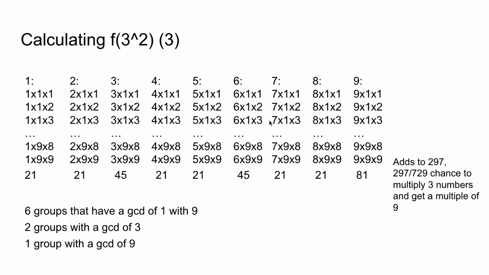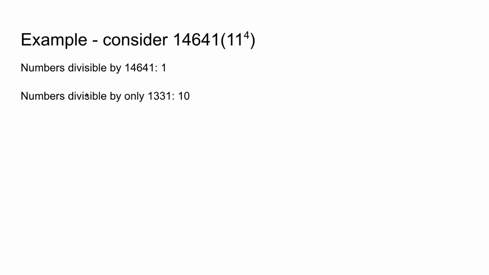I'll show you a better example right here. Consider the number 14,641, which is 11 to the power of 4. The number of numbers equal to or less than 14,641 divisible by 14,641 will be 1. The number of numbers only divisible by 1,331, which is 11 to the power of 3, the next lowest prime power, there's 10 of them, and 10 is one less than 11.